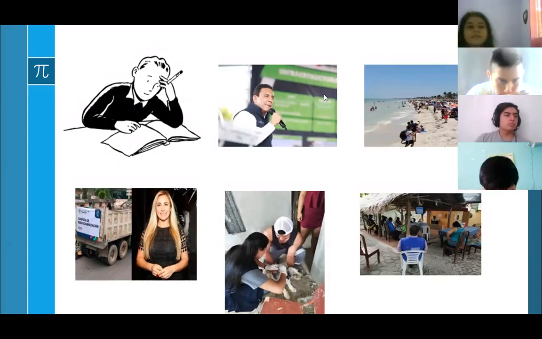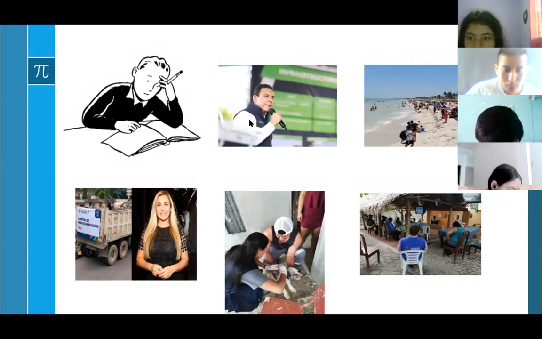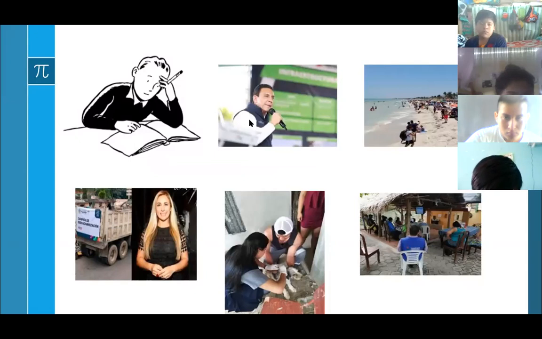He is thinking about how to solve his problem. He's thinking about how to solve a problem. Very good. All right. Number two. Dayanara, number two. Image number two, this one. He is talking. He's talking.